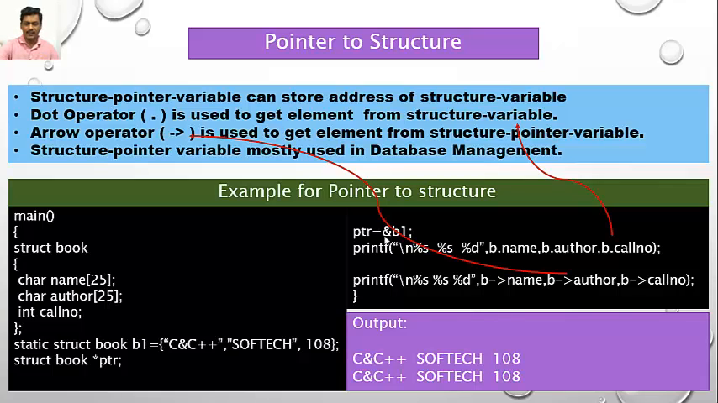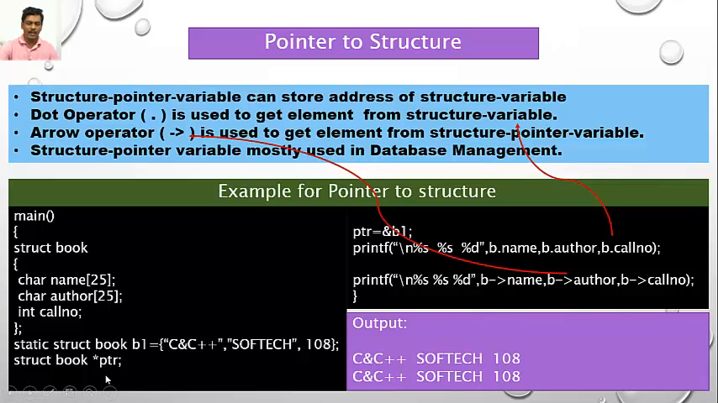For example, we just assume the address of B1 is 800. So that 800 is assigned to PTR. The size of PTR is 2 bytes because the size of all types of pointer variable is 2 bytes. But the size of B1 is 52 bytes, that is 25 plus 25 plus 2. The size of B1 is 52, but the size of PTR is 2 bytes. This is also struct book type, but it is a pointer variable.